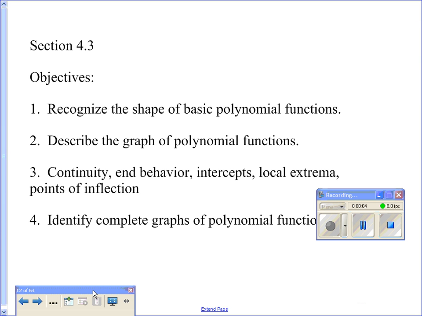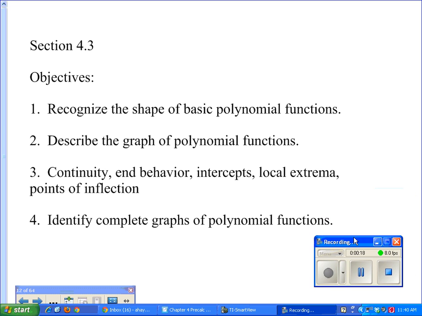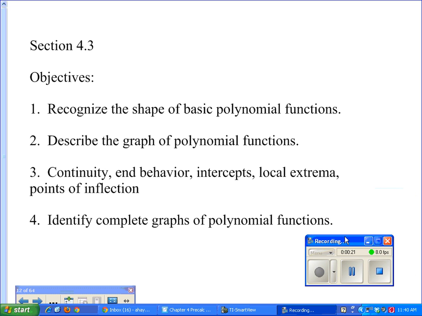In section 4.3, we're going to be recognizing the shapes of basic polynomial functions, describing the graphs of polynomial functions, working with continuity and behavior, intercepts, local extrema, and points of inflection. We're also going to be identifying complete graphs of polynomial functions by using the other objectives.